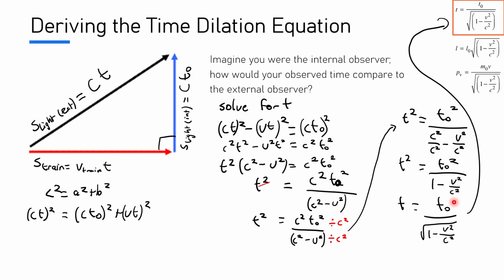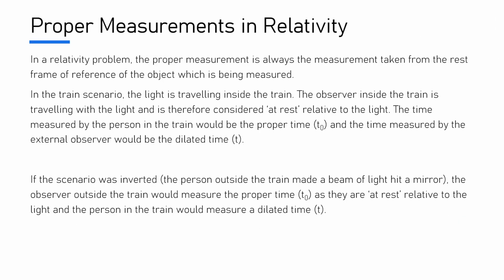Now this equation relates to times, one for each frame of reference. And this factor here implies that when we are applying special relativity, the two times which are measured are not equal to each other. And the difference between the two times will be dependent on the velocity of the fast-moving object. So when we're using our relativity formula, we're going to be required to use a proper measurement. And this is always taken from the rest frame of reference of the object which is being measured.